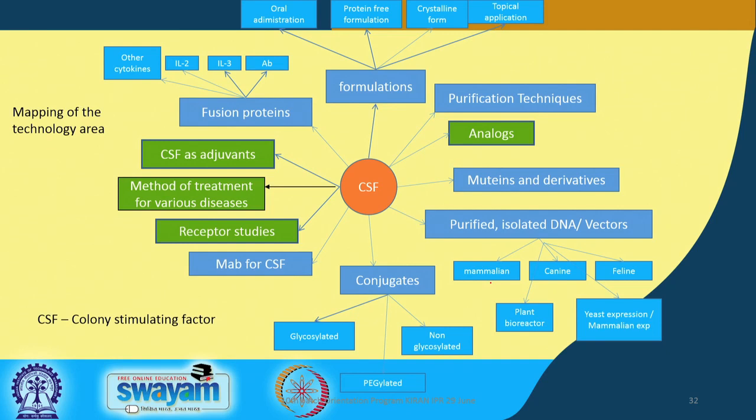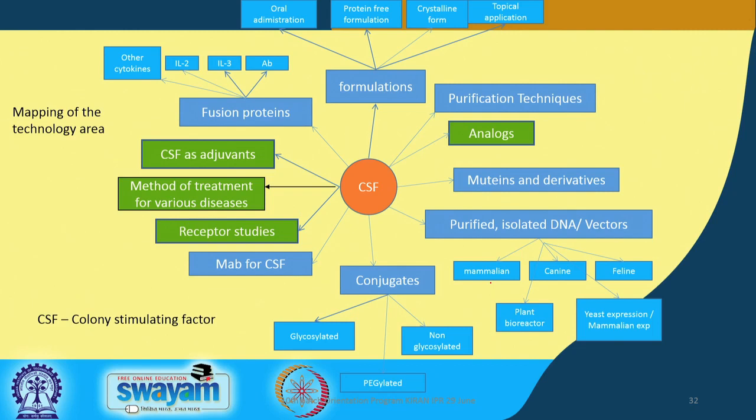Now for CSF, one is the aspect of how this molecule is made, what are the conjugates, what are the different types of formulations that are there, purification techniques, are there any fusion proteins. So, in this illustration, what you are trying to understand is the mapping of the technology.